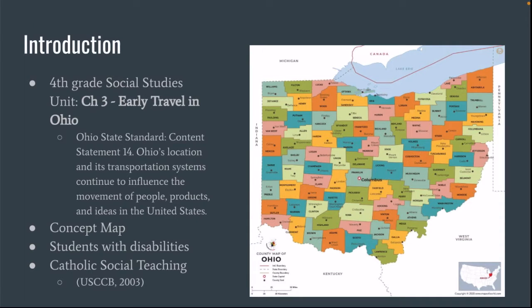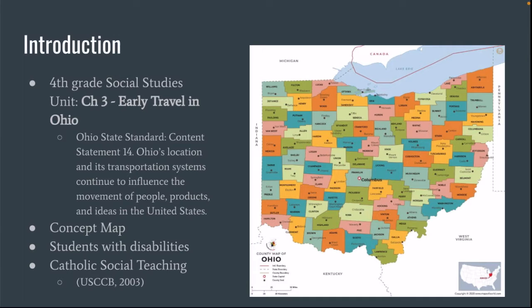This unit is based off of the curriculum in Miss Casto's 4th grade class at Puglisi West Elementary. The chapter that I chose for the topic of this unit was Chapter 3, entitled Early Travel in Ohio. The social studies standard from Ohio that aligns with this unit and is used throughout the lessons is the Content Standard number 14. Which states Ohio's location and its transportation systems continue to influence the movement of people, products, and ideas in the United States.